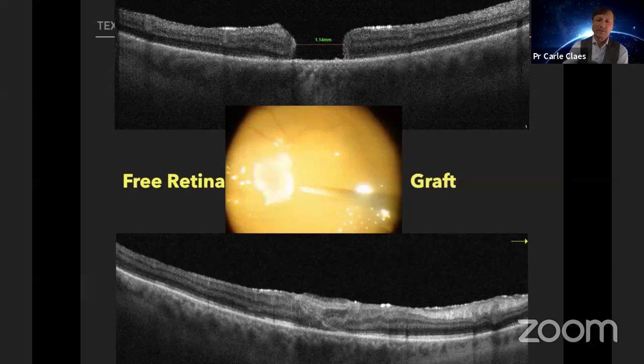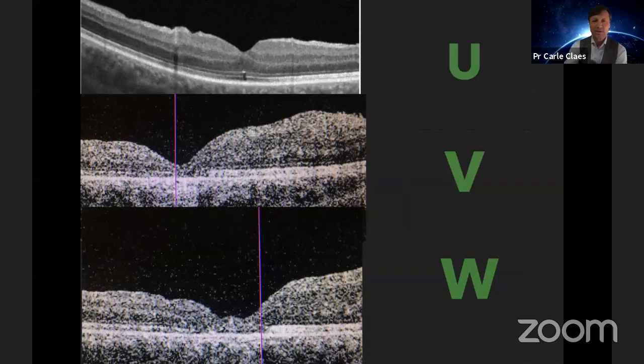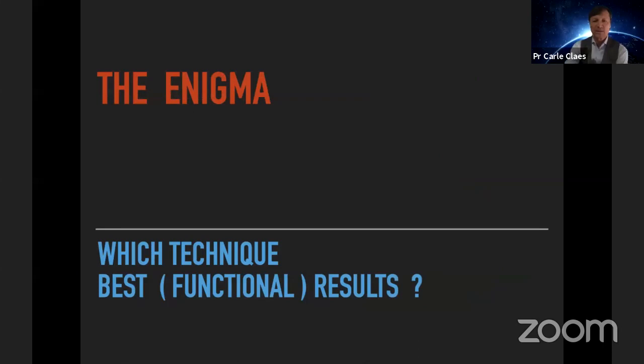We use the free retinal graft, and as we see, the grafts can be incorporated excellently with the restoration of the cost lines, but this is not the topic. Previously, we thought it's important to have the right U configuration to get good visual recovery, but now we know that in the deeper layers of the retina and the ellipsoid zone, the most important recovery possibilities are present.